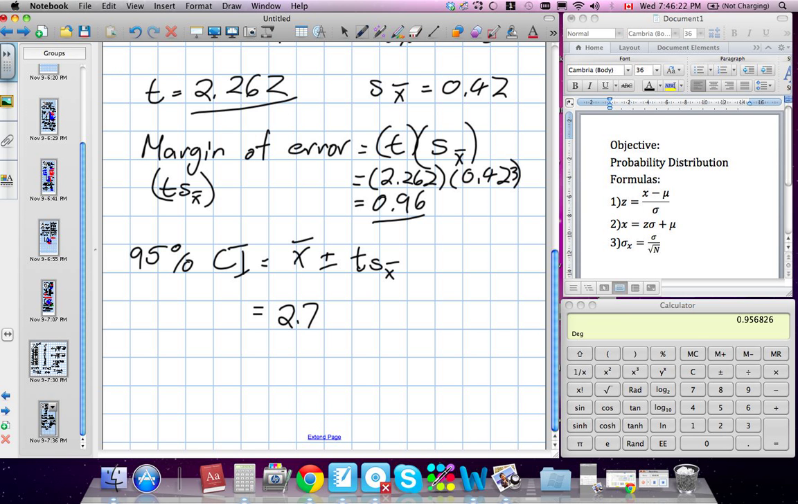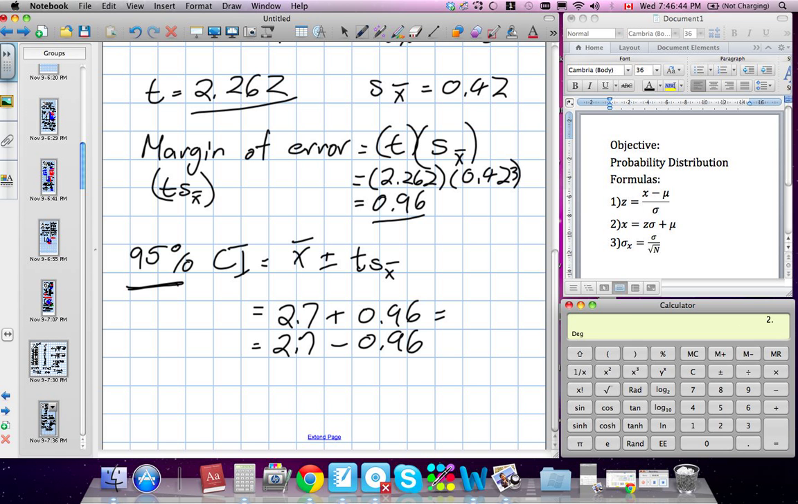We found that the average cooperation act, or the amount of times a kindergarten would cooperate on average, was 2.7 times. And we know there's going to be a margin of error of plus 0.96 and subtract 0.96. Now this is no longer standard deviation. This is finding exactly a 95% confidence interval, because we've already calculated our margin of error.